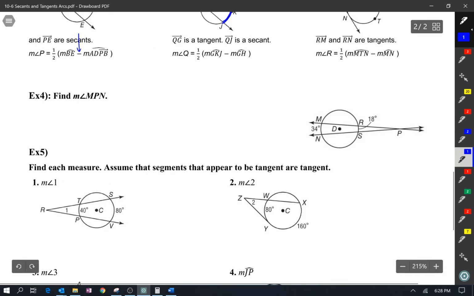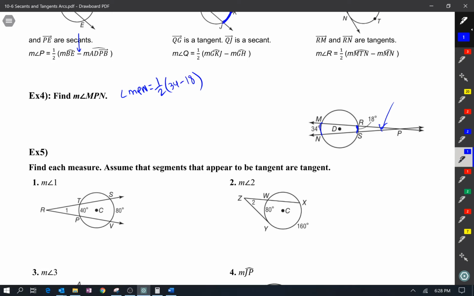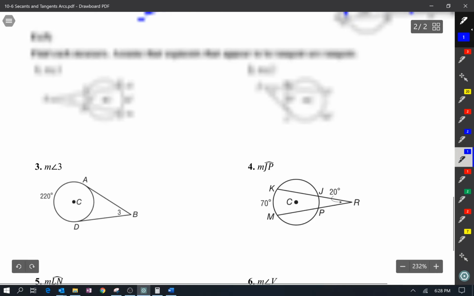So let's do example 4 first. All right, so what do we know? We know that this is 18 degrees and we know that this is 34 degrees, and they're asking us what angle MPN is, which is this one right here, right? So MPN is equal to half of the difference of the arcs. Well, the arcs were 34 minus 18, right? So what is that? 16. So the angle is equal to half of 16. And half of 16 is 8. So angle MPN is 8 degrees. Remember, you're subtracting them, not adding them. All right, let's try it again with another problem.